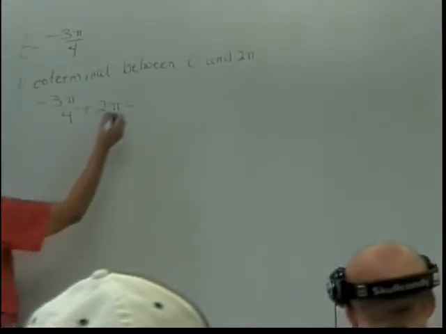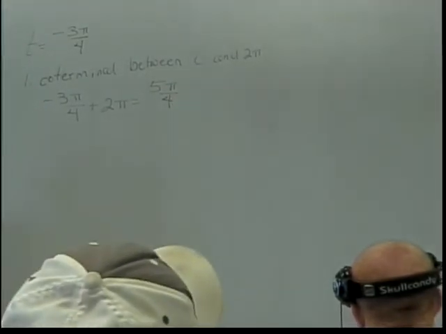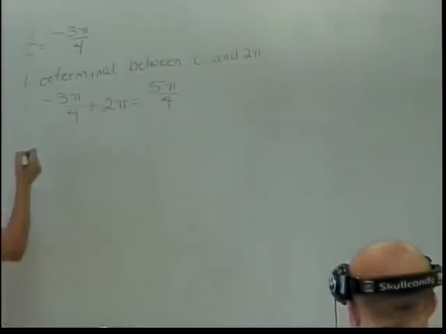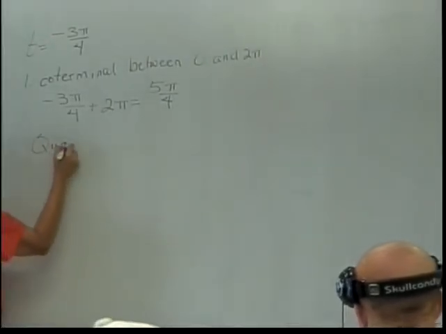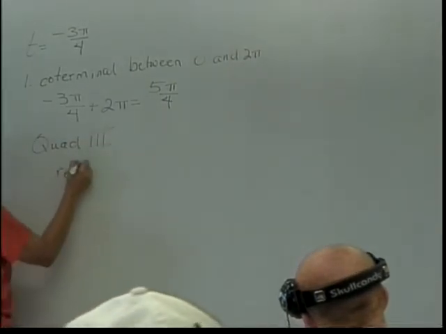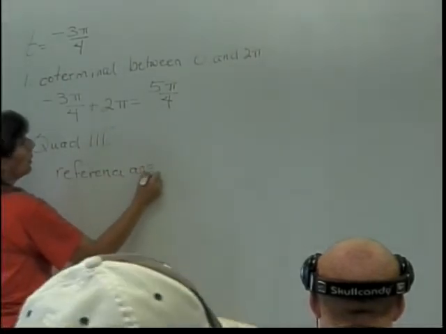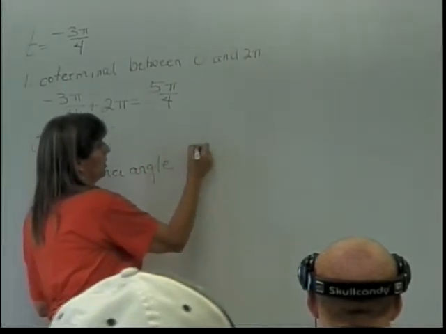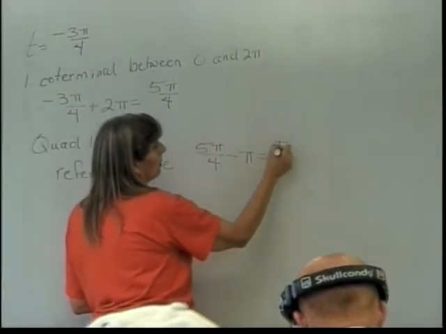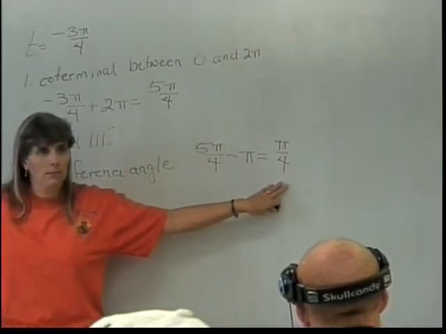5 pi over 4? Now, what quadrant is 5 pi over 4 in? This is quadrant 3. So in quadrant 3, how do I find the reference angle? Angle minus pi. Yep, angle, which in this case is 5 pi over 4, minus pi, which ends up being pi over 4. So I have the same reference angle for both of them.